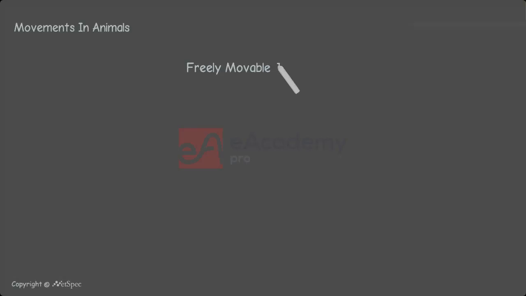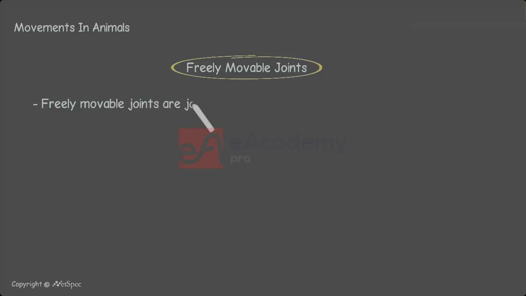The next joint is the freely movable joint. Freely movable joints are the joints which solely help in the movement of the structure in which they are present.